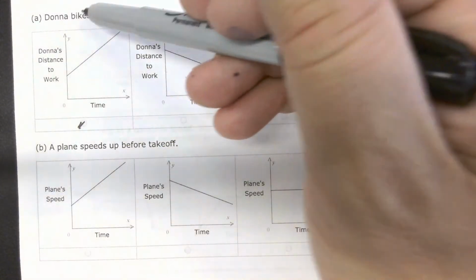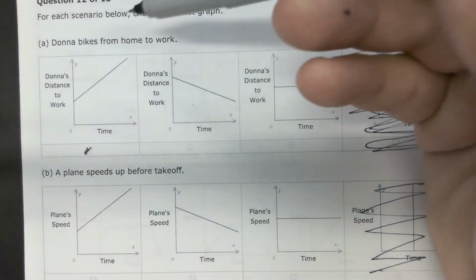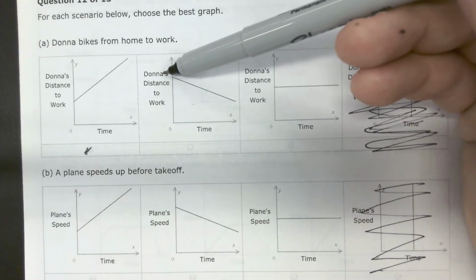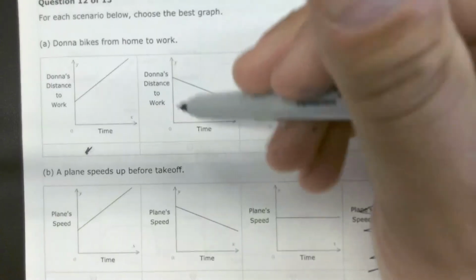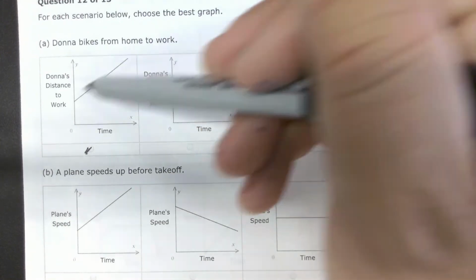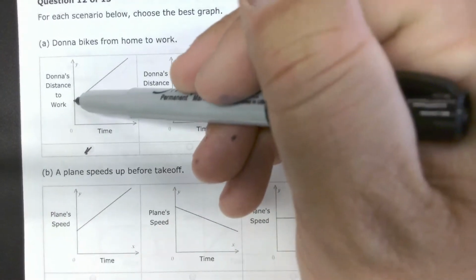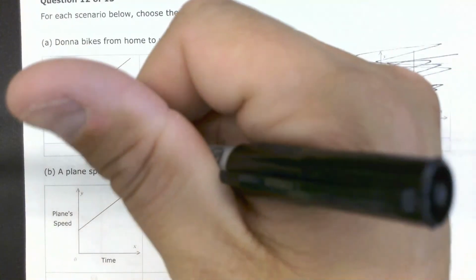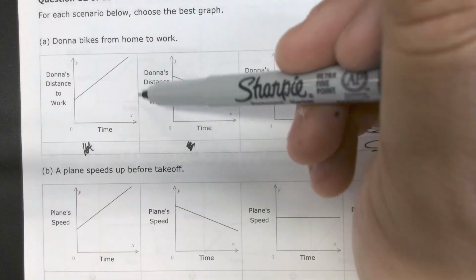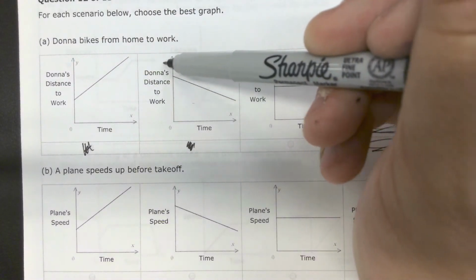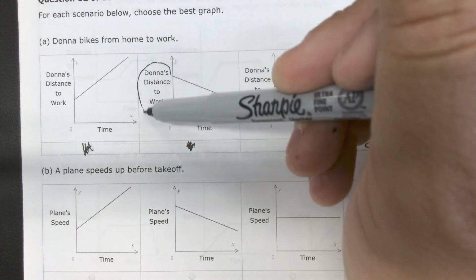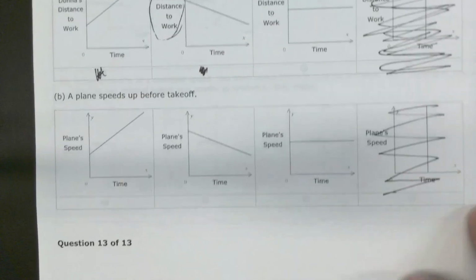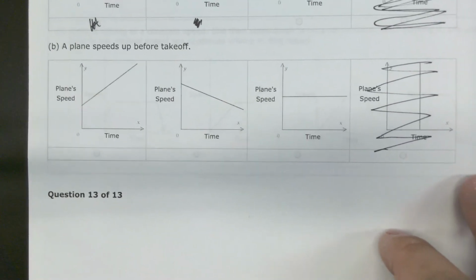So it says Donna bikes from home. Check this. Donna bikes from home to work. And then the y-axis is Donna's distance to work. So what we're saying here is that as she's going this way, this would actually be getting farther away from work. So you have to kind of think of it like that. So it'd actually be this one. Thank you, Nathan. Why? Because the y-axis, it's not saying Donna's distance from home. It's saying Donna's distance to work. So it's just kind of tricky right there. I don't like that one at all. I like them all except for that one so far. So hopefully they don't give you one like that.